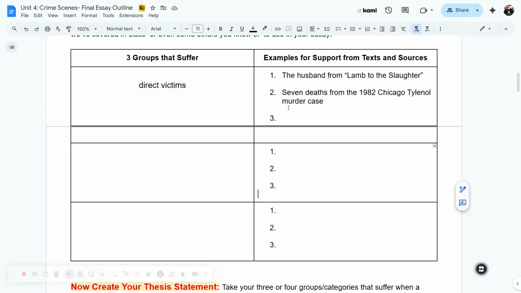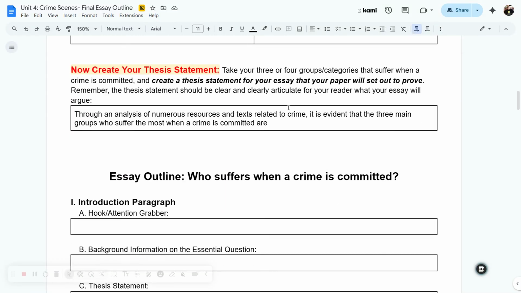Now, if you scroll down here, it says now create your thesis statement. Take your 3 or 4, don't worry about the 4, in fact I'm going to delete that because we're only doing 3. Take your 3 groups, categories that suffer when a crime is committed, and create a thesis statement for your essay that your paper will set out to prove. Remember, an essay is something that you're trying to prove, and the thesis statement is basically your case. What am I trying to prove in my essay? What do I want to support? What do I want to prove? What do I want to argue?